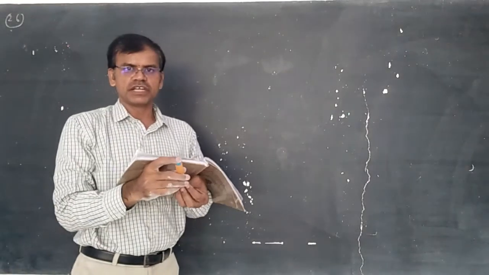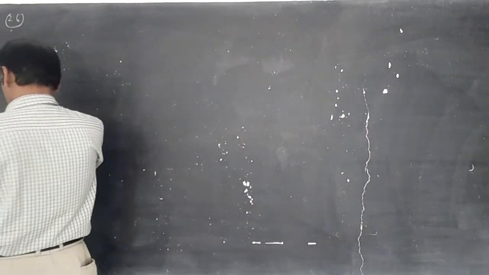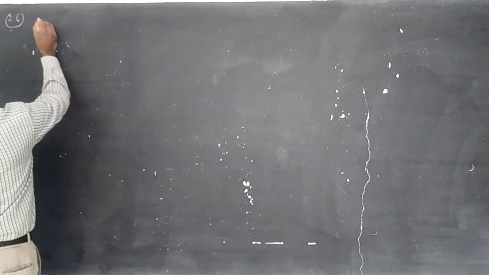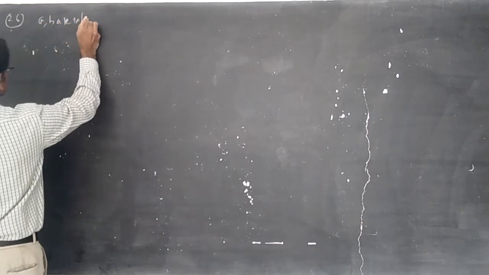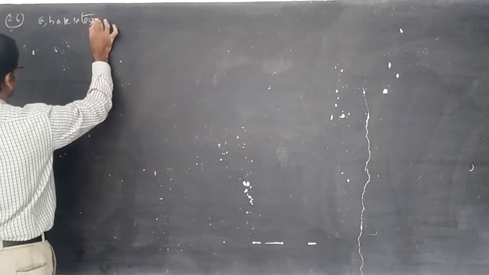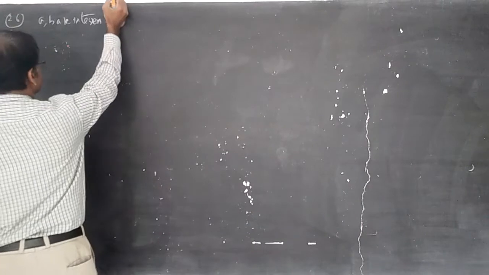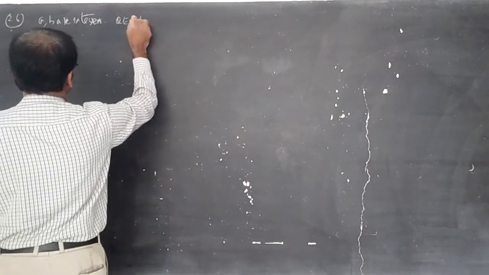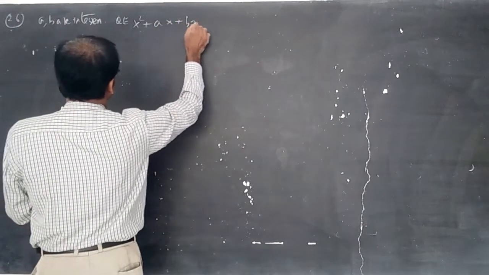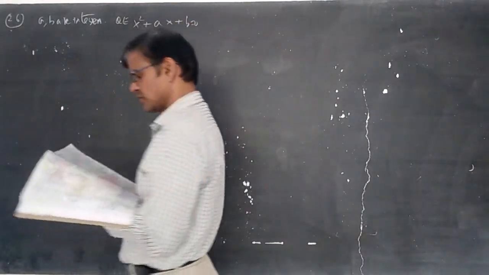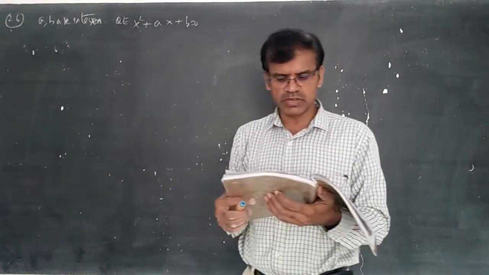If a and b are integers, and the roots of x square plus ax plus b equal to 0 are rational, a, b are integers. Then the roots are rational, then these roots must be integers.